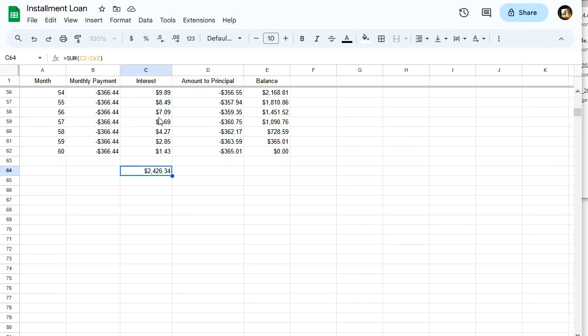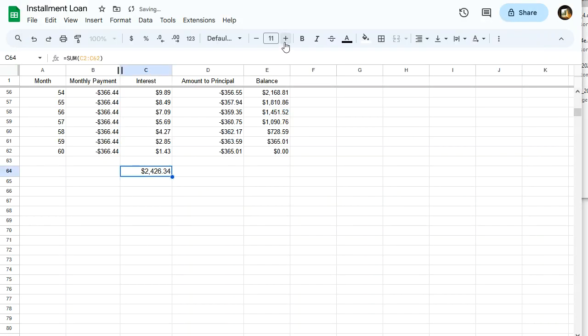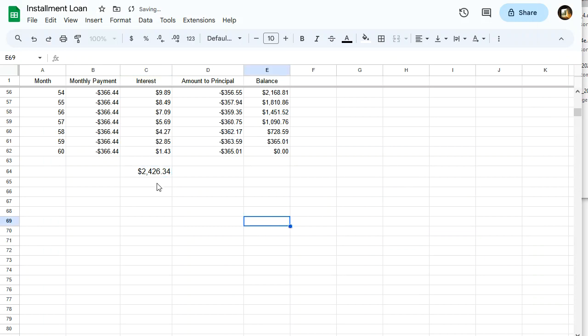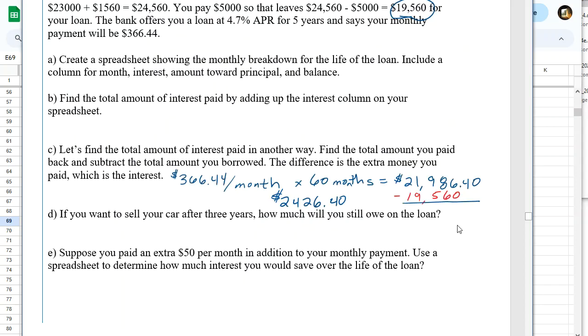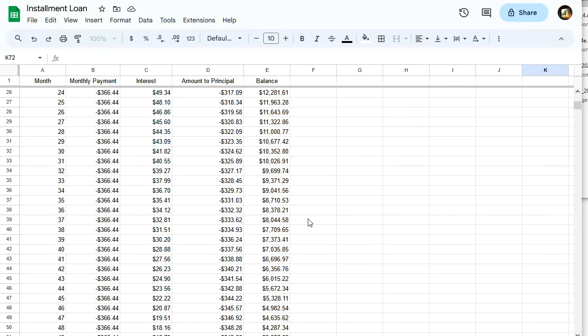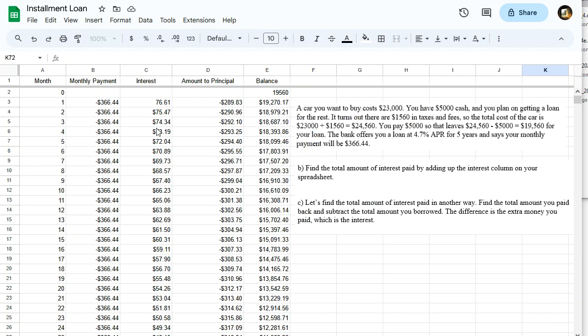Now over here, we got pretty close to that, didn't we? It's just a few pennies, probably just a rounding error there. $2,426.34. Pretty good, right? I mean, you don't even need that whole spreadsheet to figure out how much interest you're going to have to pay. You just figure out how much you pay back and subtract that from how much you borrowed, right? Pretty easy.